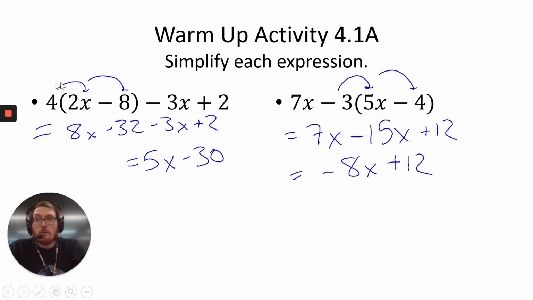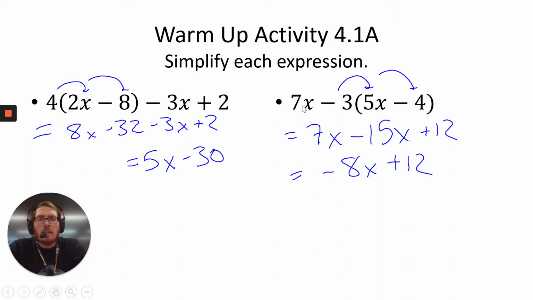So for this first question, 4 times the 2x and 4 times the minus 8 would become 8x minus 32. Combining like terms, you got 8x minus 3x, which would be 5x. Negative 32 plus 2 would be negative 30, or subtracting 30. Remember, adding a negative would be the same as subtracting.